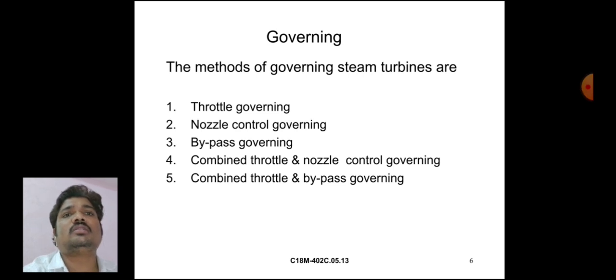The methods of governing steam turbines: first is throttle governing, second is nozzle control governing, third is bypass governing, fourth is combined throttle and nozzle control governing, fifth is combined throttle and bypass governing. These are the methods of governing in steam turbines.